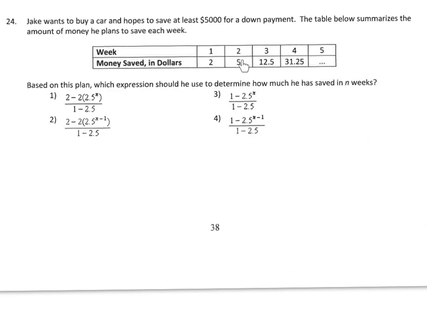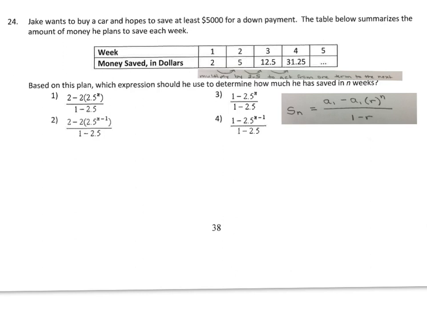Now let's take 5 and multiply it by 2.5. If we do, it does get us 12.5. If we multiply this by 2.5, it gives us 31.25. So this right here is a geometric sequence, and we're multiplying by 2.5 to get from one term to the next. Now since we want to know how much he has saved in n weeks, we're looking for the total amount that he has saved, so we're going to use our sum formula for a geometric series.